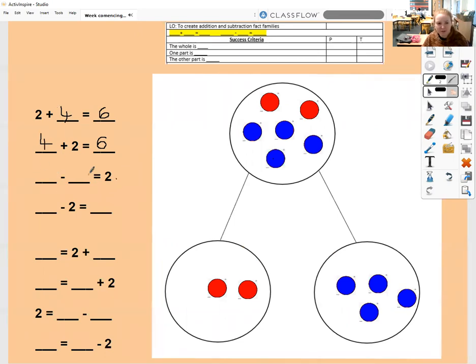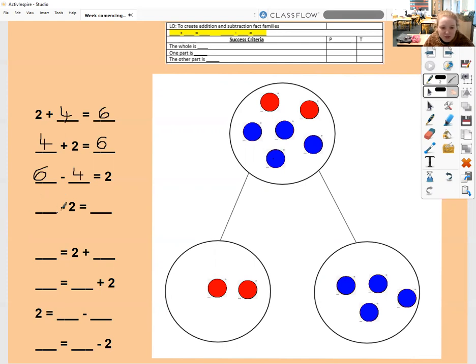Let's look at our subtraction fact families. In subtraction, I know that my whole is going to go before my subtraction symbol. That's what's going to start off my number sentence. My whole is 1, 2, 3, 4, 5, 6. 6 subtract something equals 2. Well, I know that 2 in this number sentence is my remaining part. So that means my first part must be 1, 2, 3, 4. 6 subtract 4 equals my remaining part, which is 2. So 6 subtract 4 equals 2.